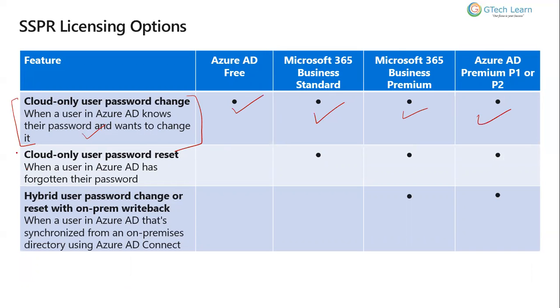Edition, Microsoft 365 Business Standard Edition, Premium Edition, and the Azure AD Premium P1 and P2 Edition. When the cloud-only user wants to reset their password, when the user in Azure AD has forgotten their password, then with the free license, the user cannot have that capability. If the user has a Microsoft 365 Business Standard license, Premium license, or Azure AD Premium license, then in that case, the user can go ahead with the password reset.